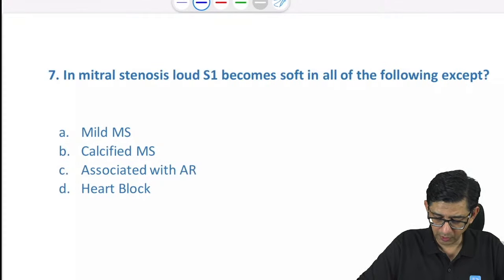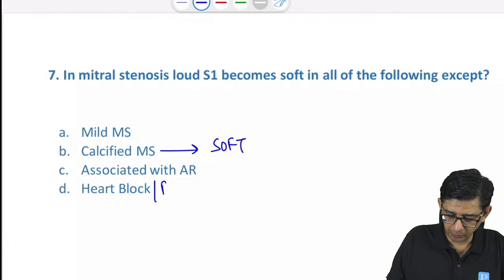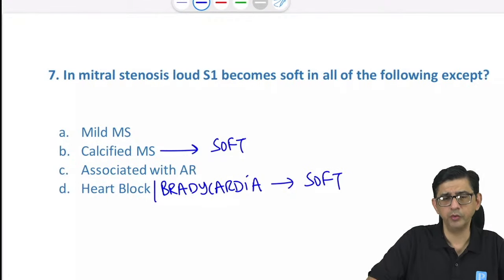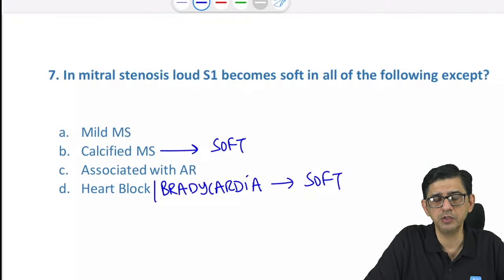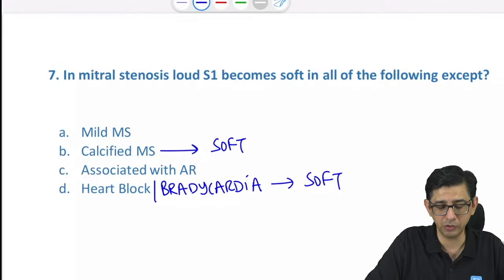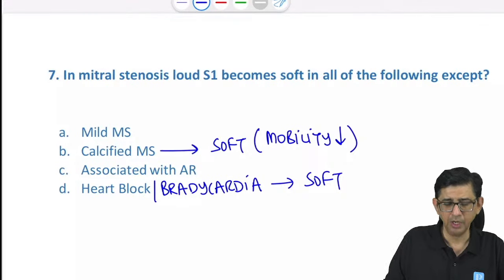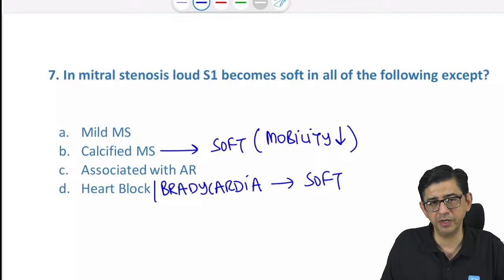Okay, so if it is calcified mitral stenosis, then it will be soft. In heart block, because there will be a bradycardia, then bradycardia will also be contributing to soft, because the intensity is related to the speed of the closure. So let's just work out which conditions would be having a loud S1 and which will be having a soft S1. So calcified is always soft. The explanation for soft S1 in calcified is the mobility of the valve is less. That is why it is soft. Bradycardia, the speed is less. That is why it is soft.